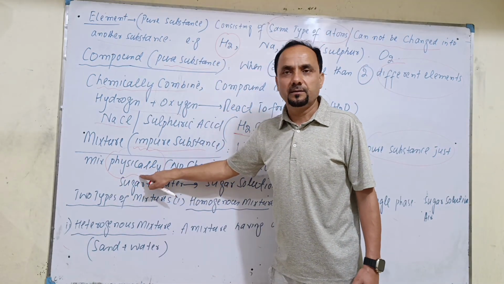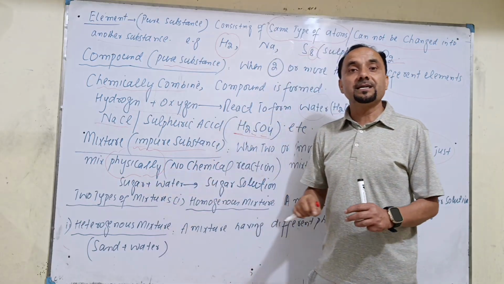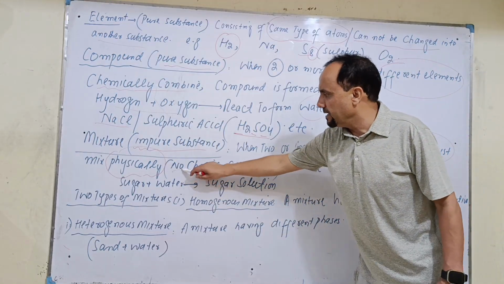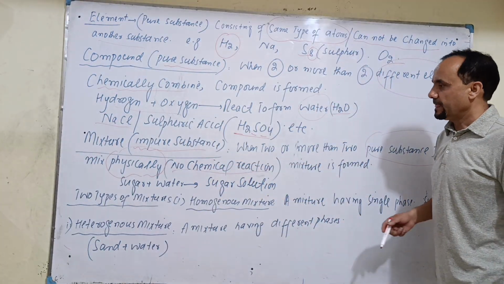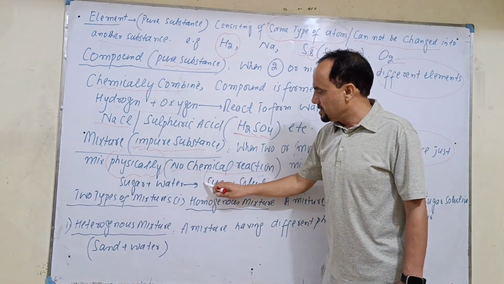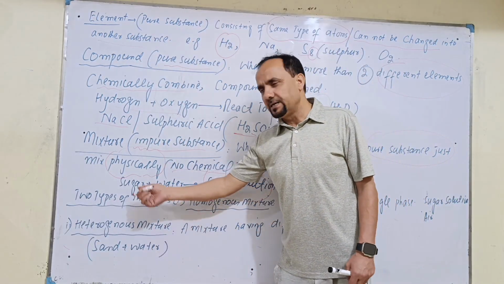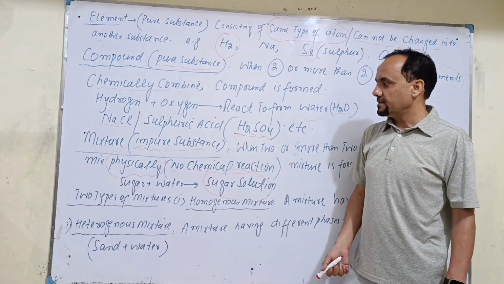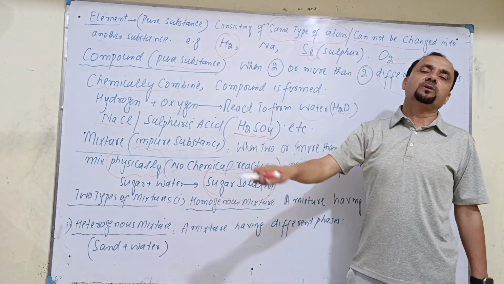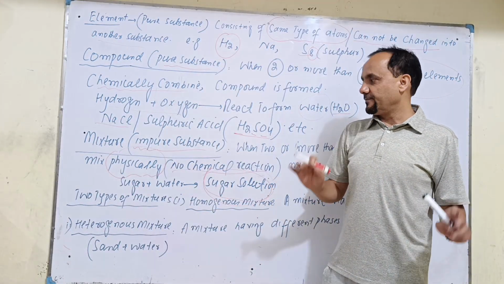This is the key point. In compound, they will react chemically. In mixture, they will just mix physically. There should be no chemical reaction in the formation of mixture. For example, we are dissolving sugar in water. What is formed? Sugar solution. This is a mixture. Why is this a mixture? What is the property of sugar? It has a sweet taste, and water is a liquid. Both these properties exist in sugar solution. So when a mixture is formed, nothing new is formed.